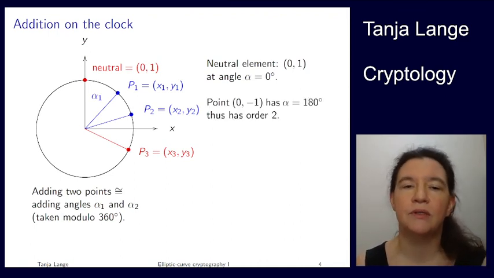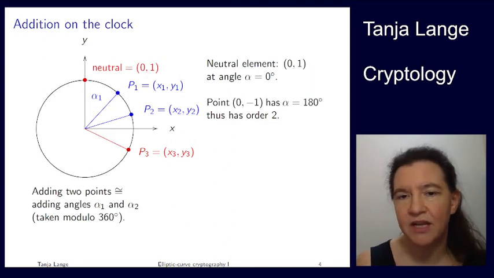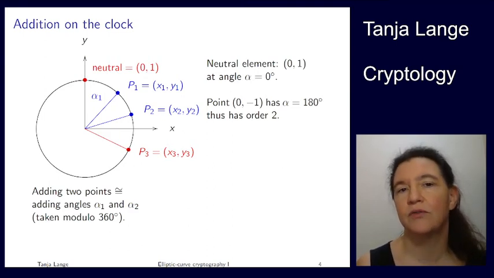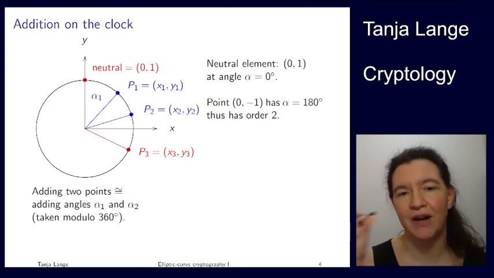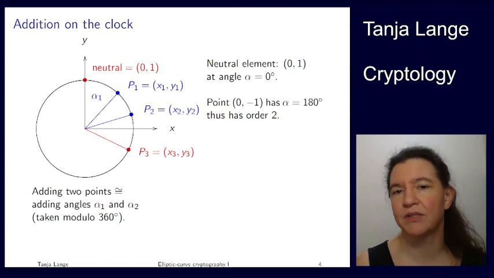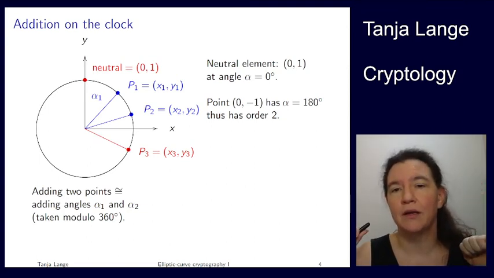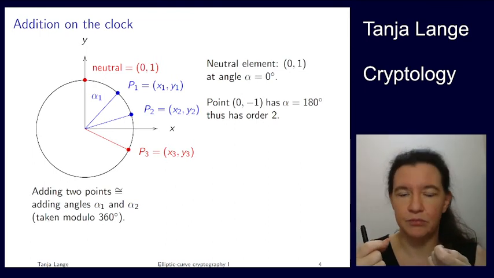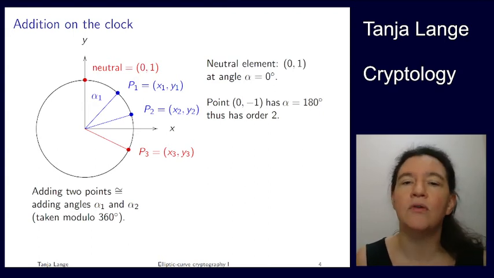Okay, so the 6 o'clock point has angle 180, and so if I add this to itself, I'm going to get 360, which is 0 again, so that point has order 2. So if I'm looking for a good point for the Diffie-Hellman key exchange, that's definitely not it. I don't want a point where after 2 times I'm back to 0, because then I only have 2 different elements, even if Alice is choosing a huge A. It's either that point or that point. Not a good choice.